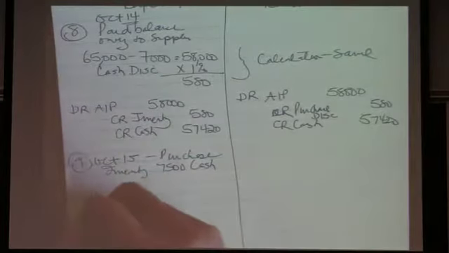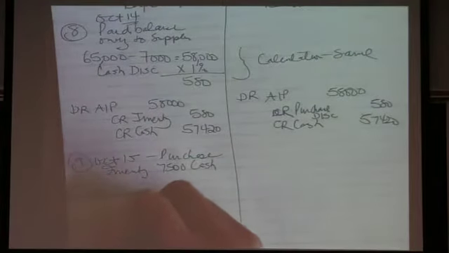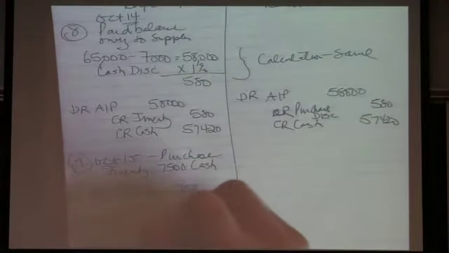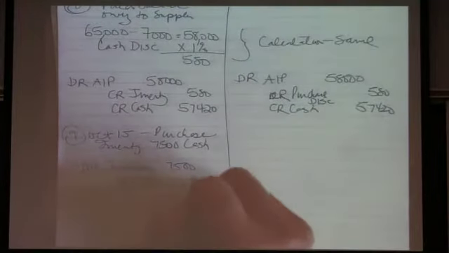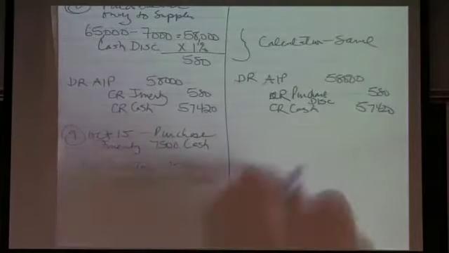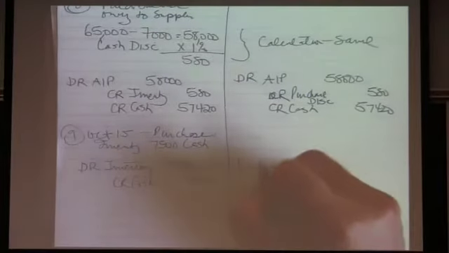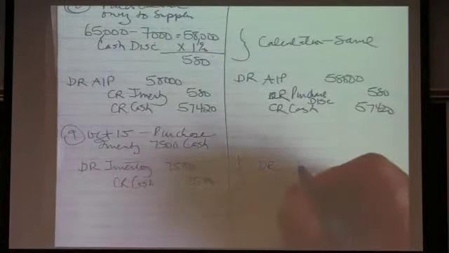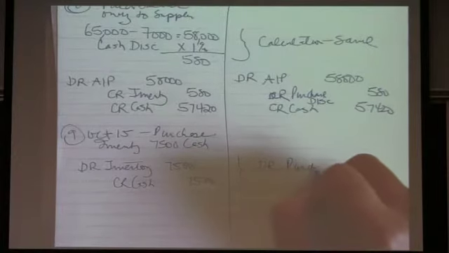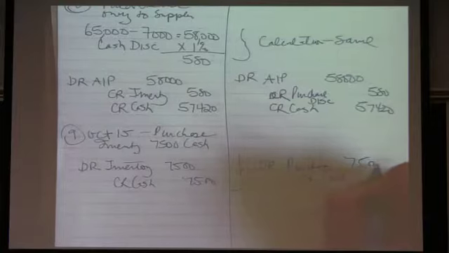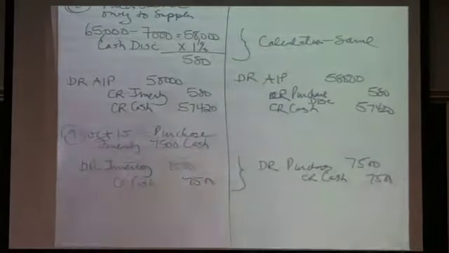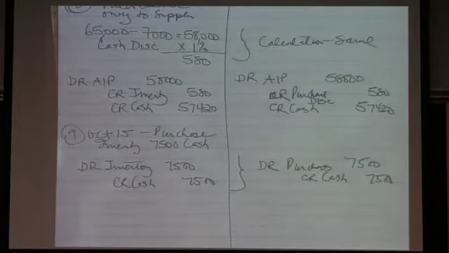So the entry is debit inventory, credit cash, and in the periodic inventory system, it's debit purchases, right? And credit cash. You can start to get a sense of what the differences are in the two methods.